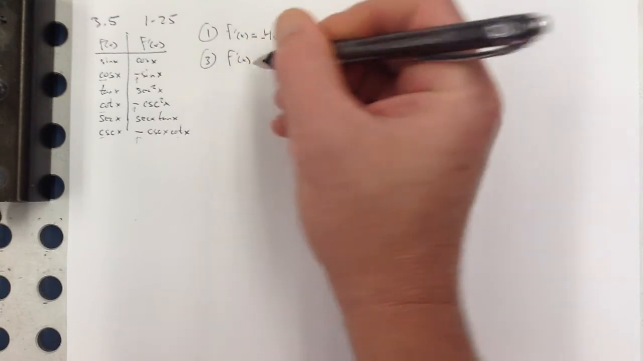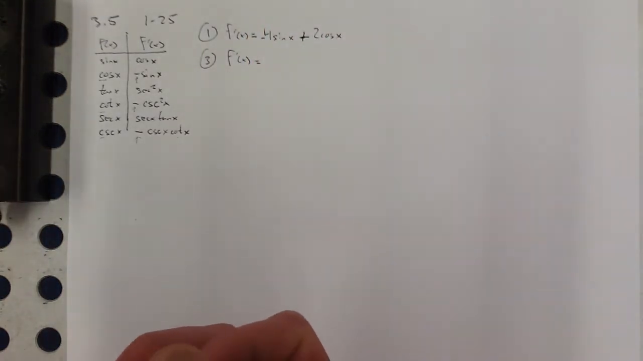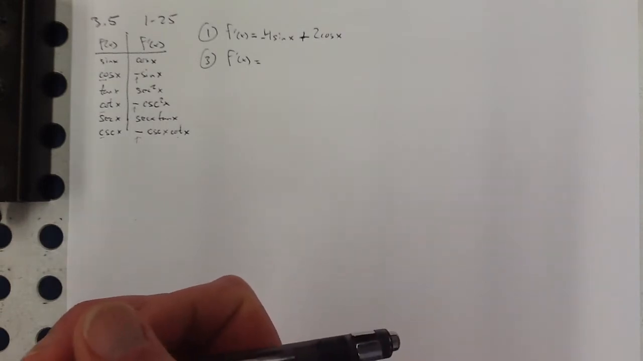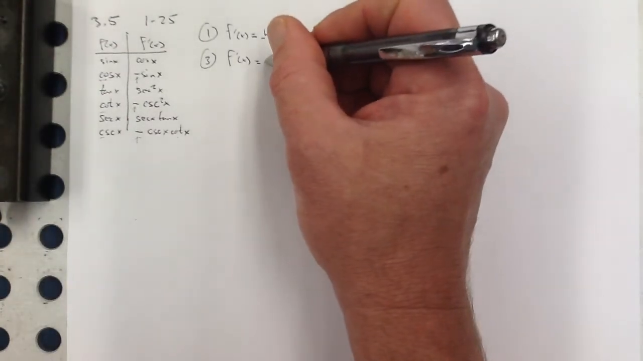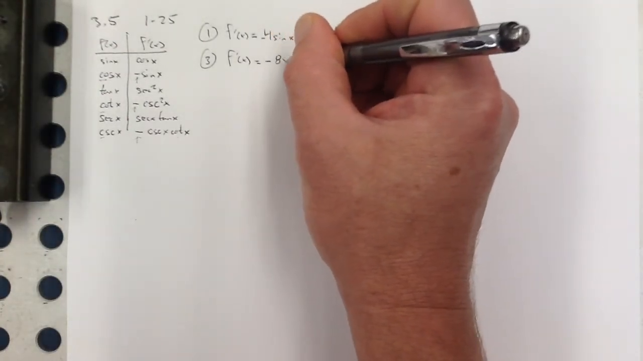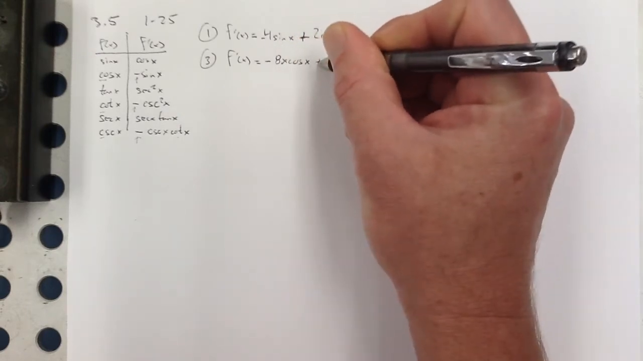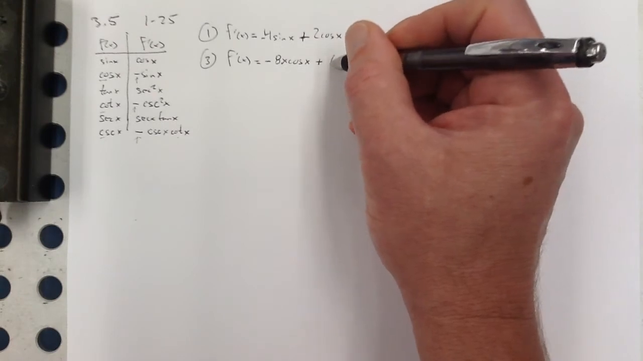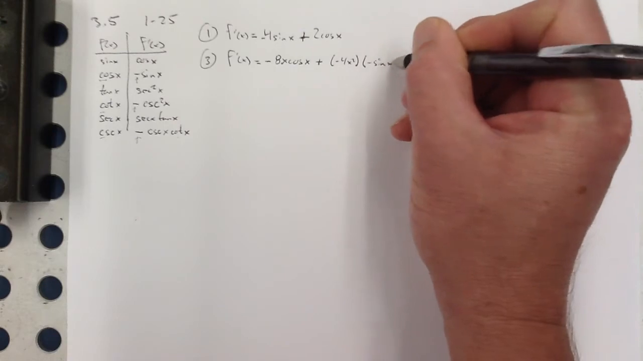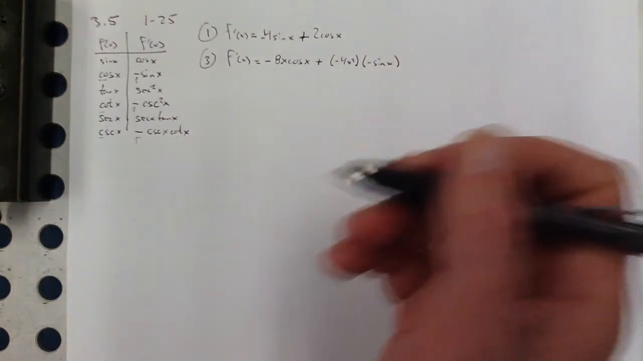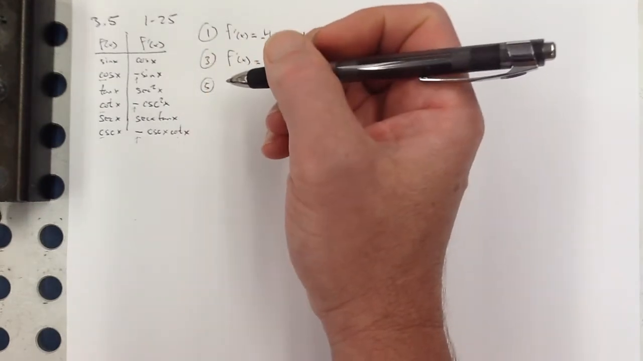For number 3, f prime of x. Looks like I got some product rule here. I'm going to treat negative 4x squared like it's the first and cosine x like it's the second. So the derivative of the first is negative 8x times the second plus the first, sorry, times the derivative of the second. And there's 2 minus signs that cancel out to be a plus, but you know, we're all adults here. You can rewrite that or not.